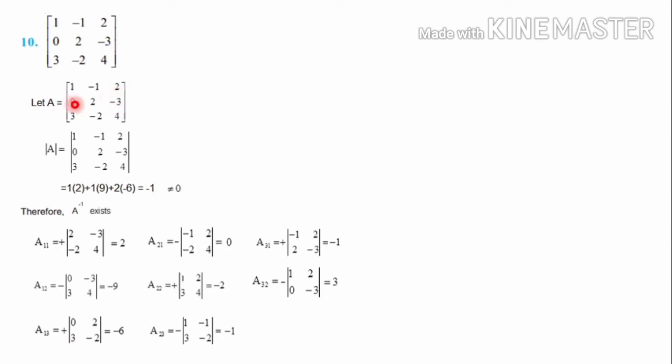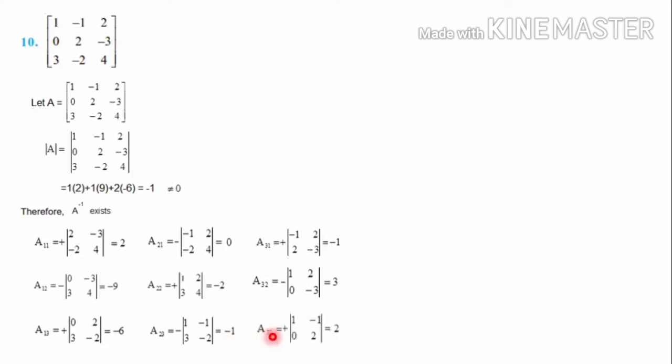Then that particular row and column is gone. The remaining elements are 1, minus 1, 3, minus 2. So that is written here as determinant 1, minus 1, 3, minus 2. So after calculation the answer we have got is minus 1.